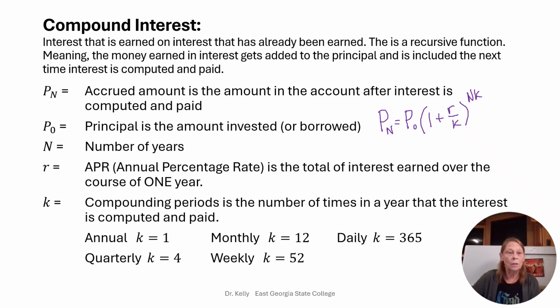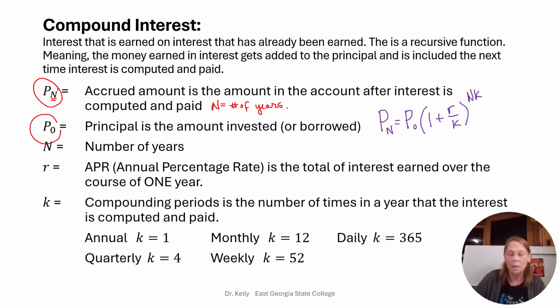Okay, so let's break down all these little pieces. P sub n is the amount that is in the account after you've added in all the interest. And the n is of note. The n is equal to the number of years. You'll see the way that I will show that notation as we go on. It's not really a big deal, but to be noted.